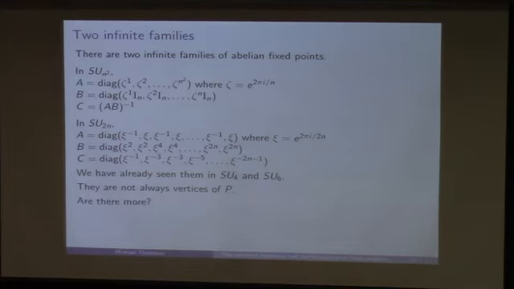Can anyone think of any more infinite families like this that are fixed points of the torus action? It's again just an elementary question in linear algebra.